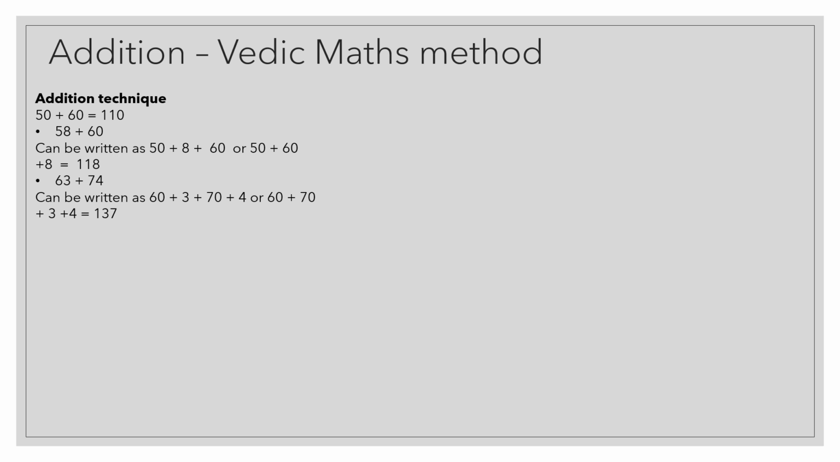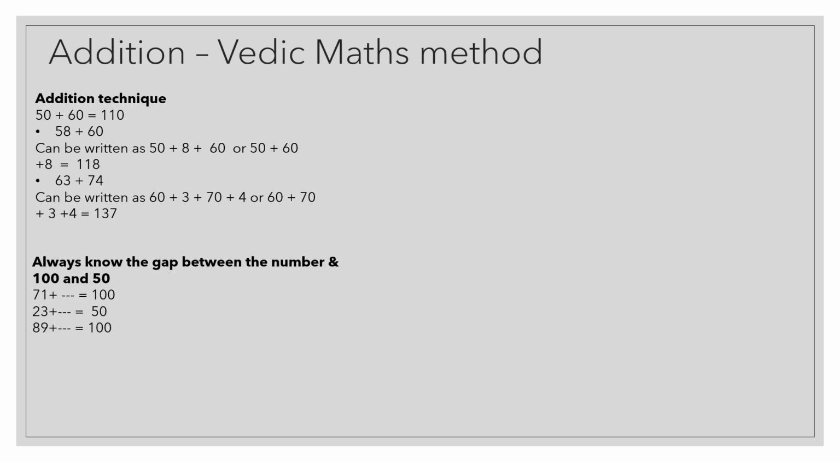63 plus 74 can be rewritten as 60 plus 3 plus 70 plus 4. So basically we are expanding the number. So in this case, 60 plus 70 becomes 130, plus 3 is 133, plus 4 is 137. So when you expand the number with multiples of tens or hundreds or thousands for that matter, it's very easy to round off and then sum it up first. So this can also be done in our mind.